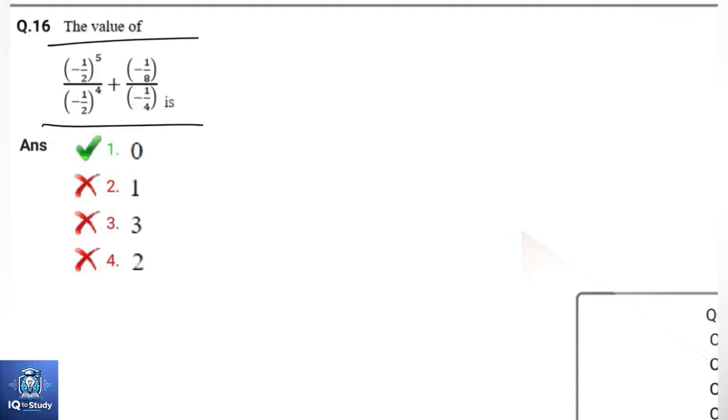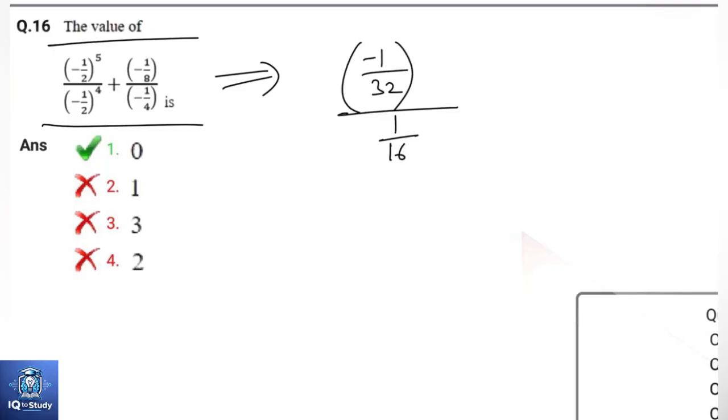Find the value of the given expression. This equation can be written as minus 1 by 32 because 2 power 5 is 32 and minus value is given there, and it is divided by 1 by 16 because the power is in the form of even number, so minus will become plus, and in the numerator it is odd, so minus will be as it is, plus minus 1 by 8 divided by minus 1 by 4.